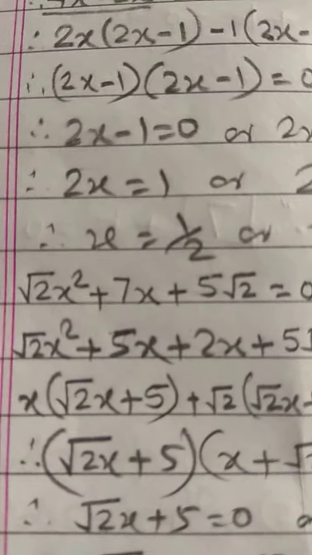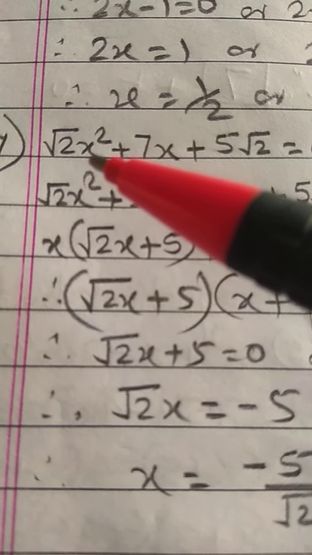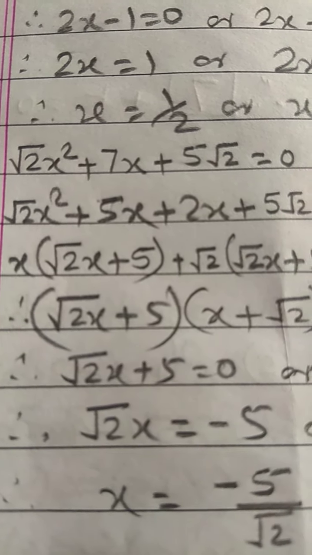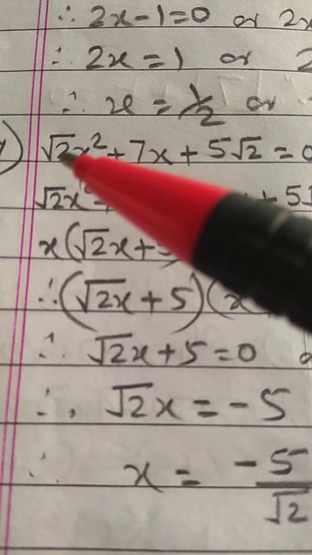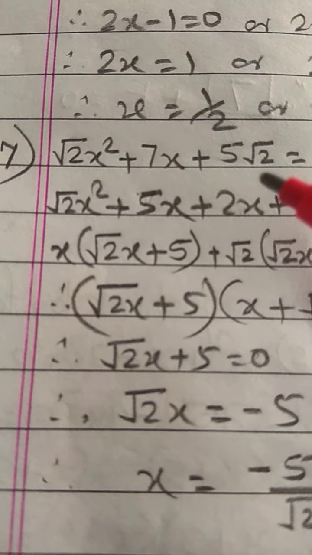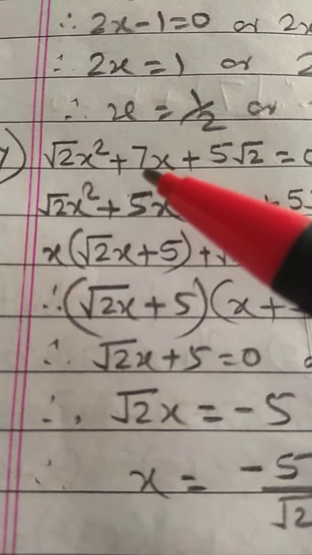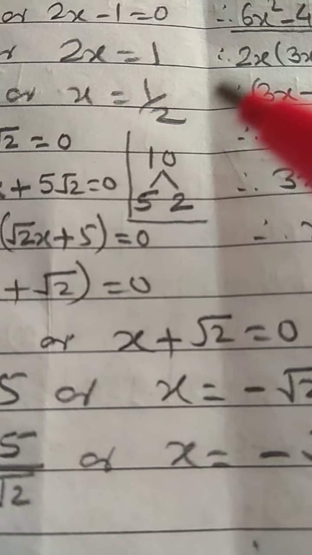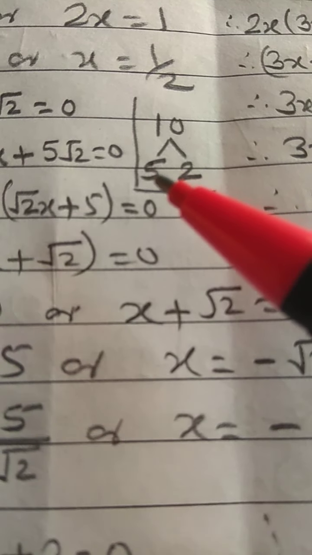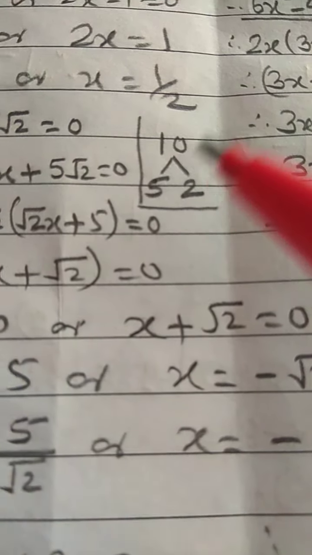Now, question number 7. Root 2x square plus 7x plus 5 root 2 equal to 0. Now, root 2 into 5 root 2. Root 2 into root 2, that is root 4, that is 2. 2 into 5 will give you 10. So, product should be 10 and their addition should be 7. So, we will choose the factors as 5 and 2. Product of 5 and 2 will give you 10 and their addition is 7.